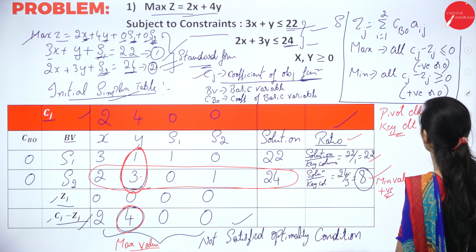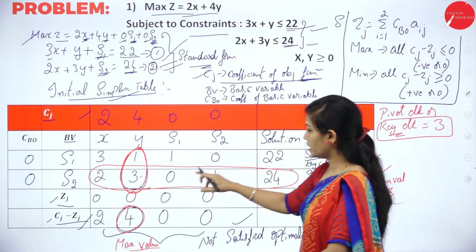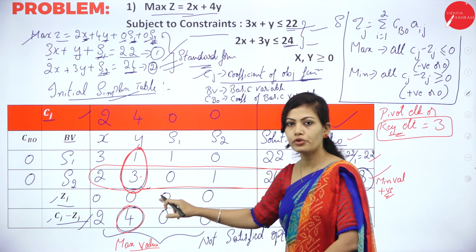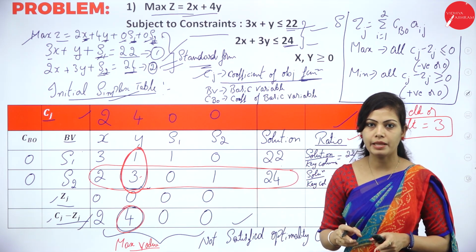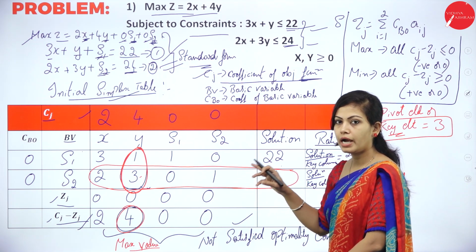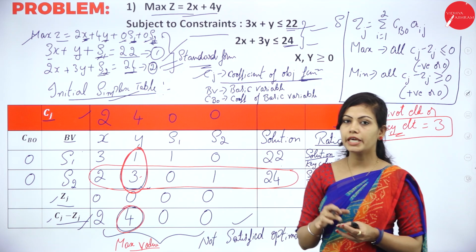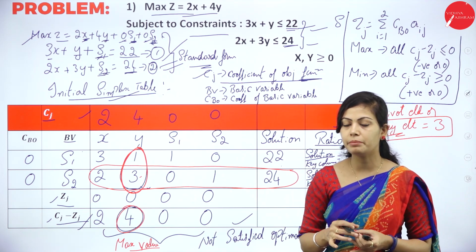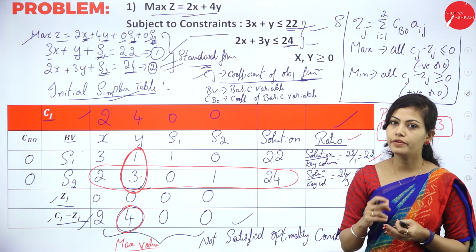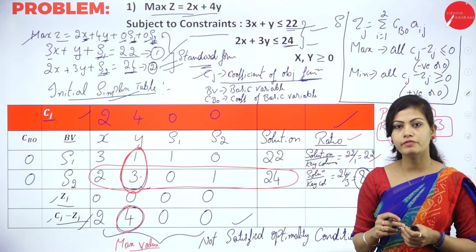So pivot element or key element is equal to 3. You just see the common value for both key column and key row, and you will get the key element. Here we got the key column, key row and key element also. So after finding the key column, key row and key element, we have to find the entering variable and leaving variable. So how to find this entering variable and leaving variable?